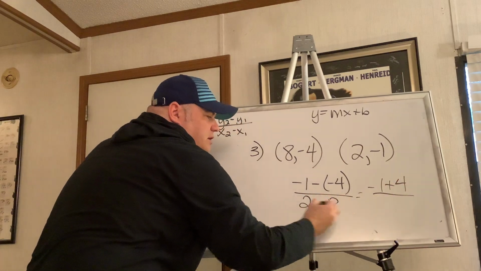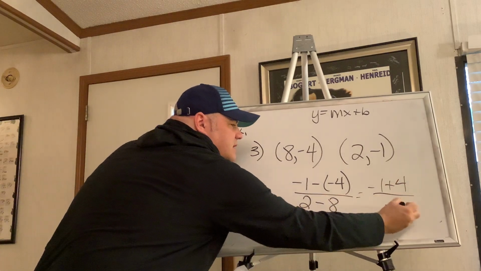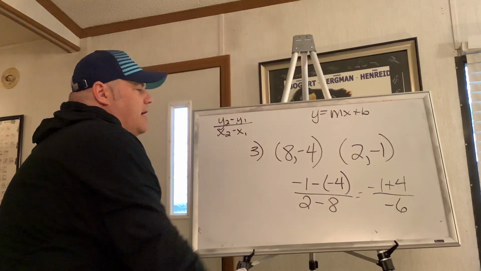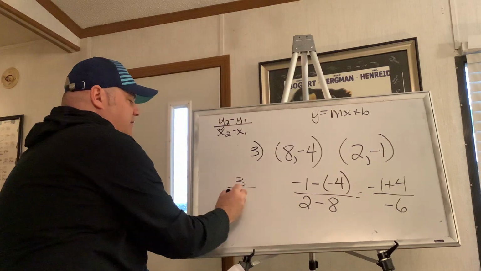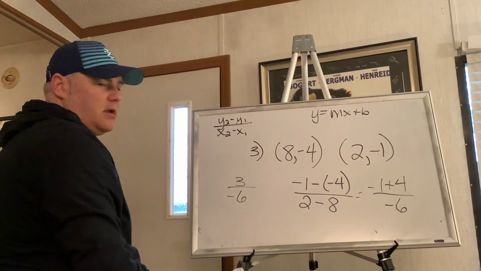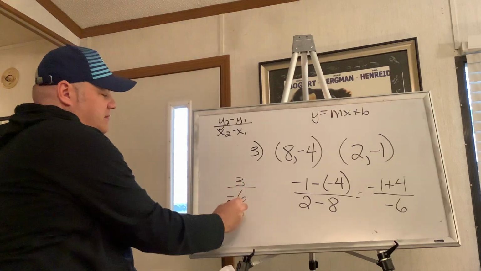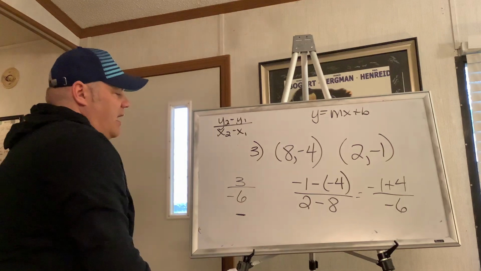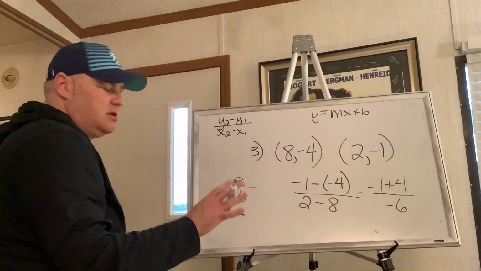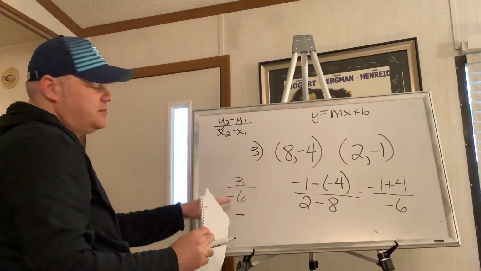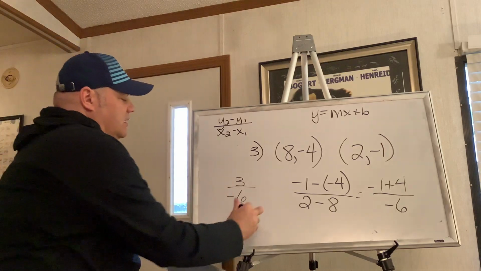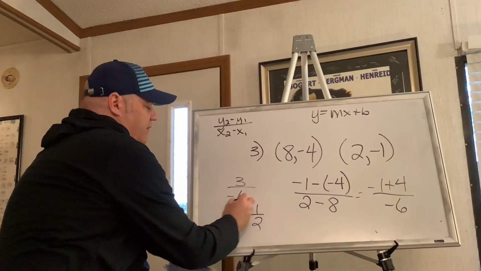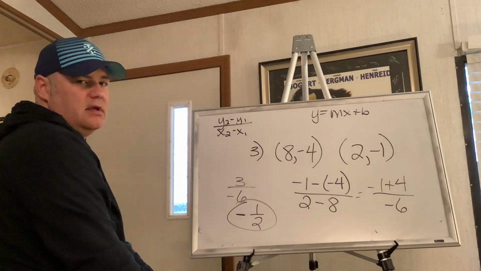over this. You can already do this. That's going to be negative 6. 2 minus 8 is negative 6. And negative 1 plus 4 is 3 over negative 6. Okay, now if one of them's negative, one's not, the whole thing's going to be negative. And you're not going to turn improper into mixed numbers, but you are going to reduce when you can. So if that's 3/6, it can reduce down to 1/2. Okay, so negative half is your answer.